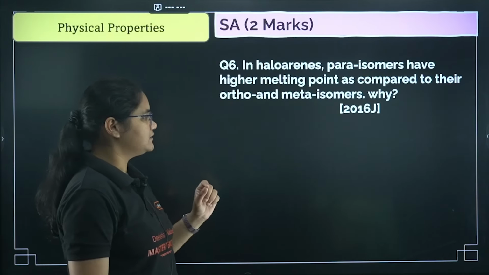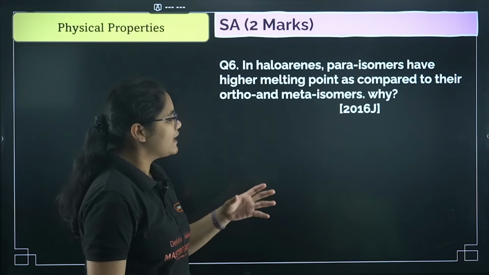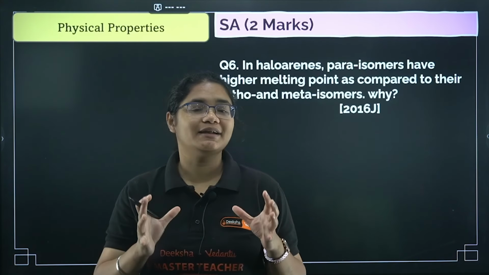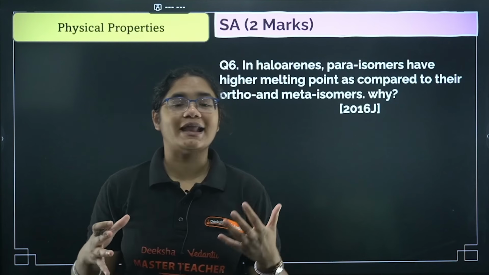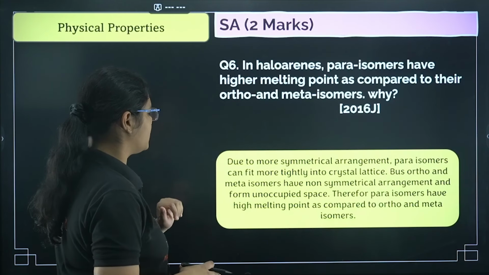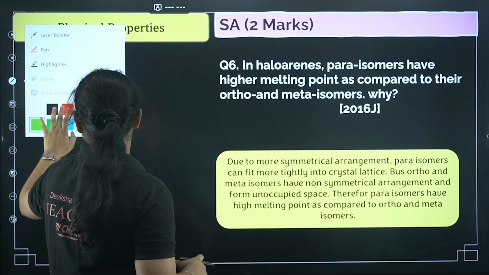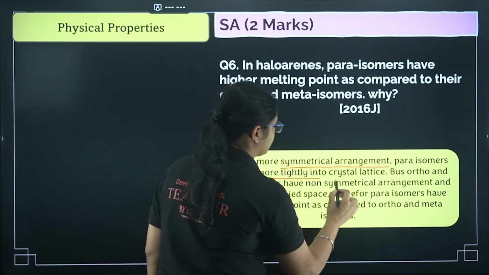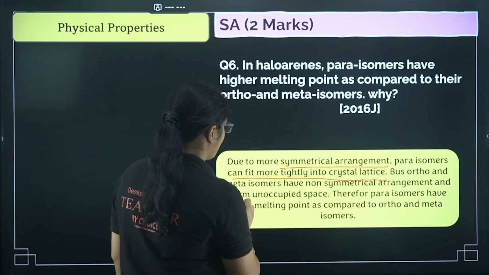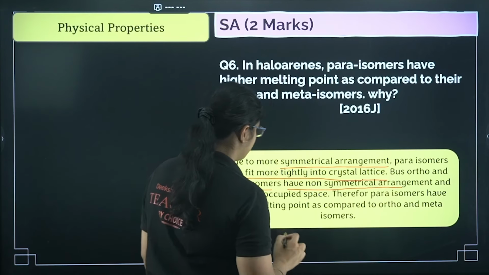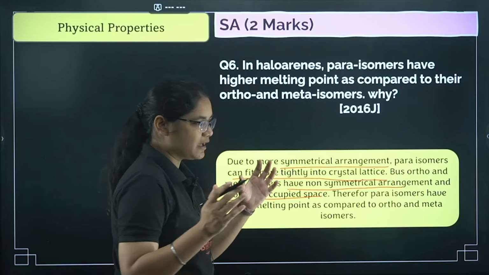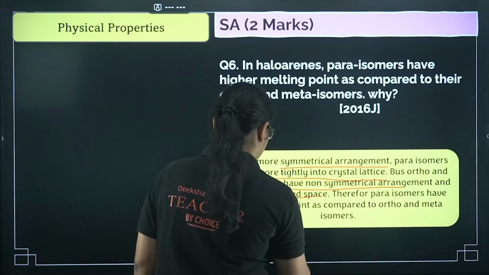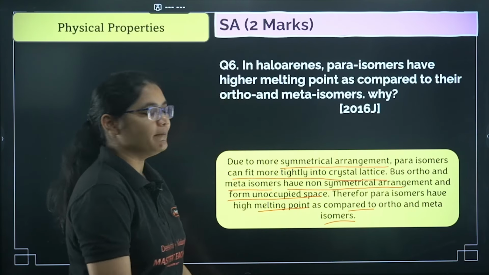Next, we have: in haloarenes, the para isomers have a high melting point as compared to the ortho and meta isomers. Why? If you see, the para isomers have a symmetrical structure, right? So they can fit into the lattice better. So that is why they have higher melting points. So you can see here how to write this answer. Due to the symmetrical arrangement, para isomers can fit more tightly into the lattice. But ortho and meta isomers have a non-symmetrical arrangement and form unoccupied space. So when you have meta, there is a lot of space between them. Okay, so therefore the para isomers have a higher melting point as compared to ortho and meta isomers.